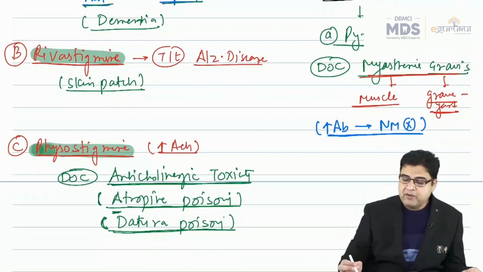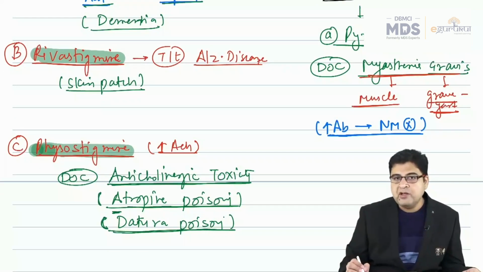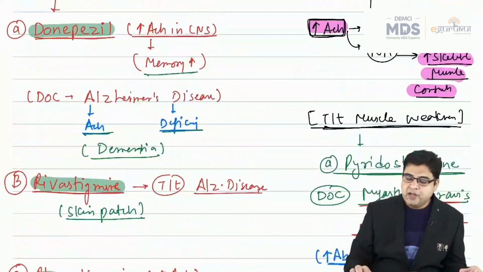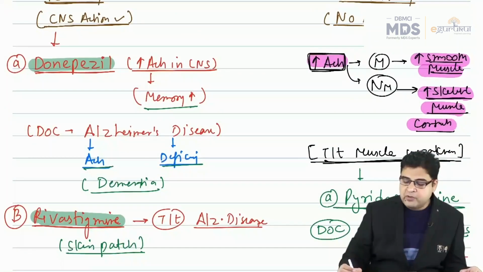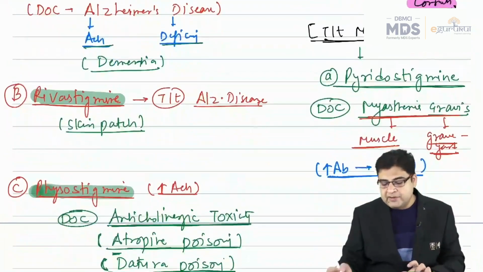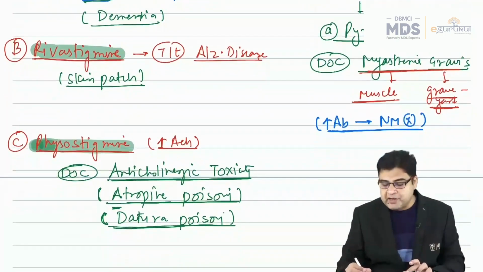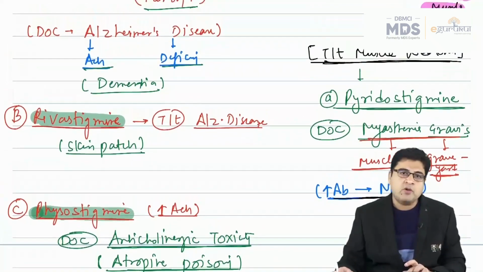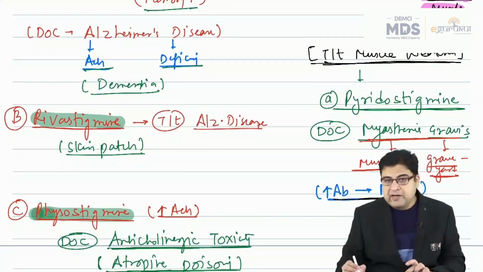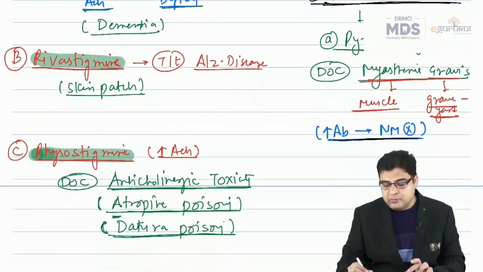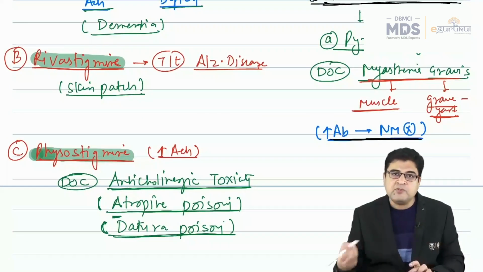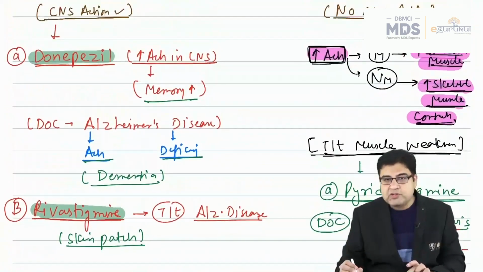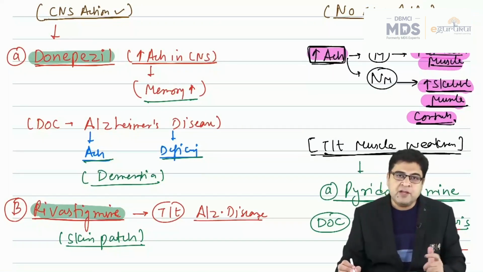But the problem here is whenever we give pyridostigmine to a patient, we increase the level of acetylcholine. Now this acetylcholine is required to increase the muscle strength of the somatic system. Myasthenia gravis is a problem of the somatic system because antibodies destroy the NM receptor. We don't want to stimulate the autonomic system here. In myasthenia gravis, we just want to stimulate the somatic system. But what happens over here?